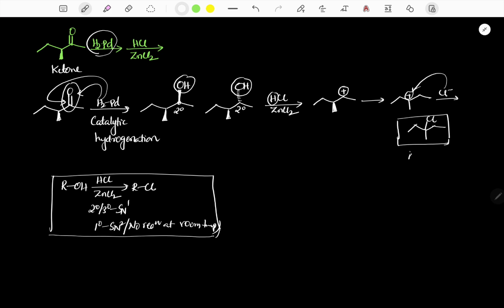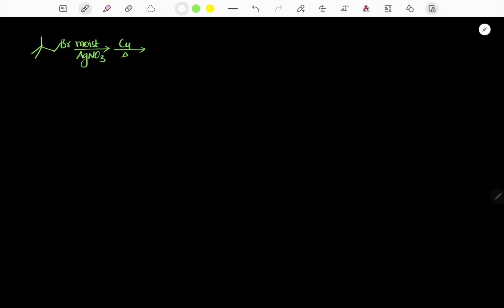So it is insoluble in Lucas reagent. Insoluble in Lucas reagent. So finally there is no stereochemistry because there is no chiral center. That's why I have written the molecule in a simple way without stereochemistry, without 3D.